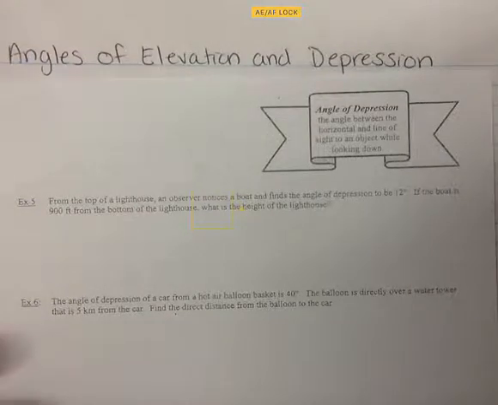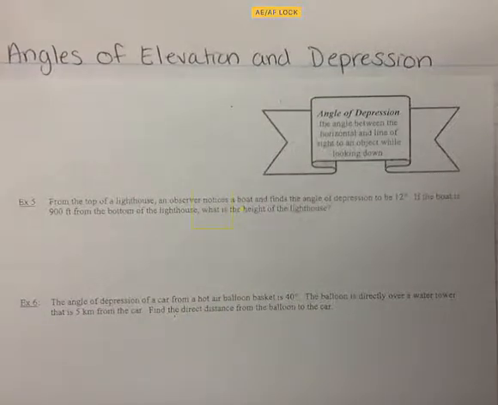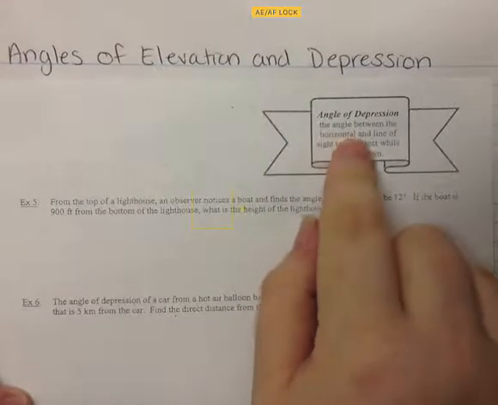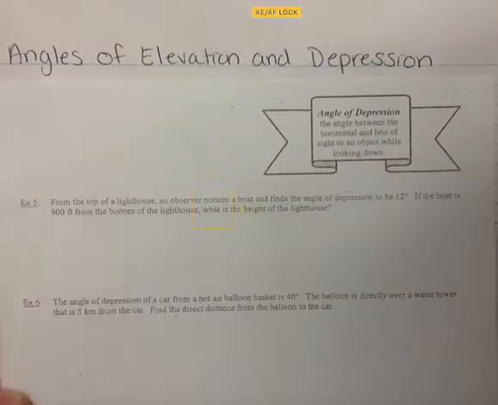This video is on angles of elevation and depression. Specifically, we'll talk about angles of depression. We still want to create right triangles and use SOHCAHTOA. So the angle of depression is the angle between the horizontal and the line of sight to an object while looking down.